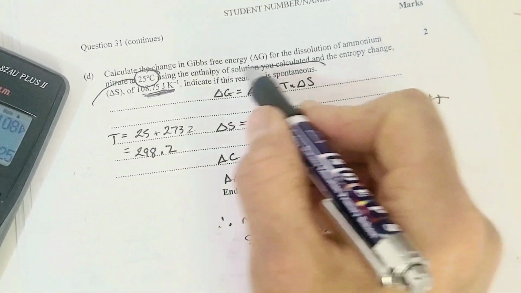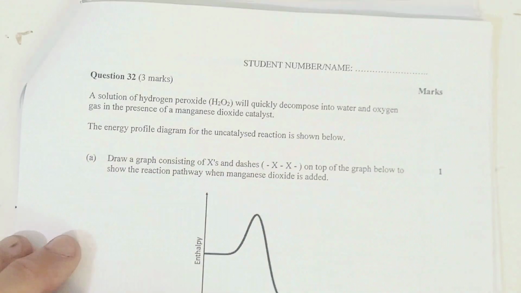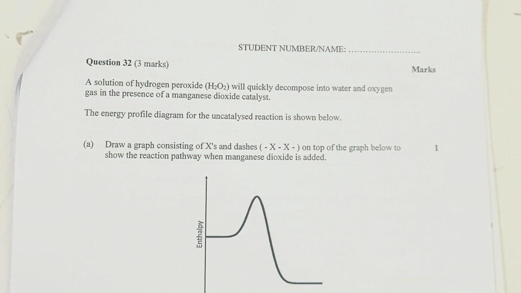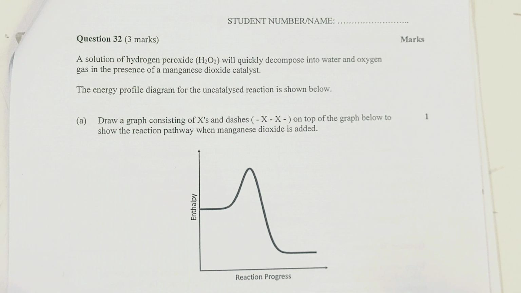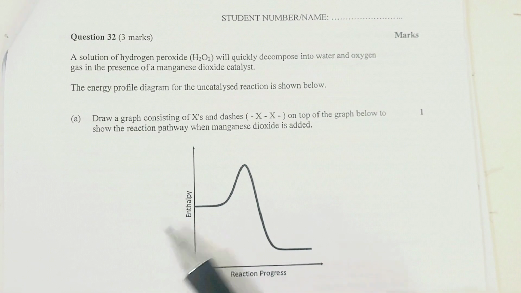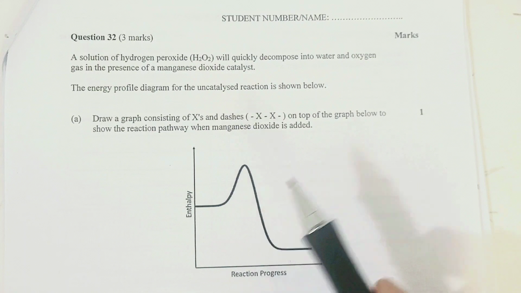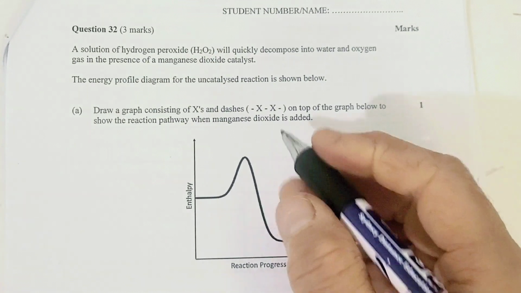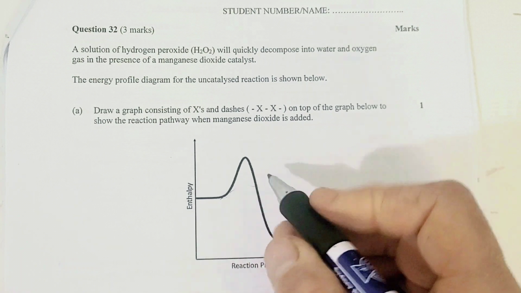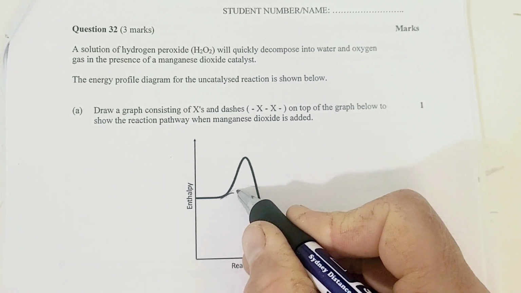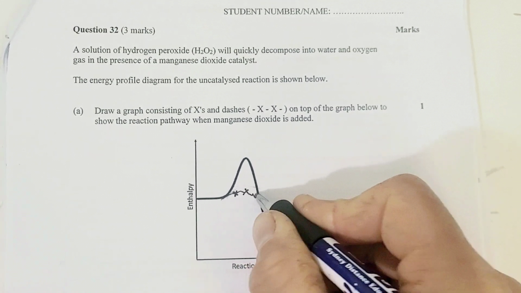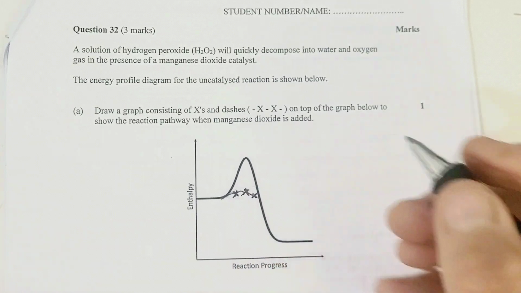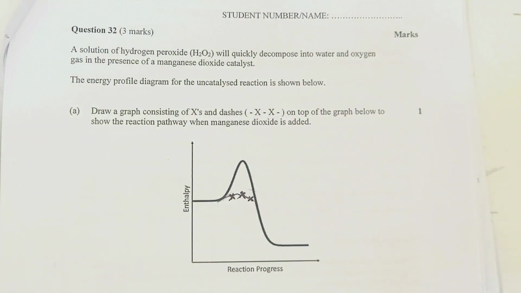Okay, you got to remember to read the question. All right. Solution of hydrogen peroxide will quickly decompose into water and oxygen in the presence of manganese dioxide. We did this in class. Draw a graph consisting of what happens when the manganese lowers the activation energy. That's what catalysts do. So the reaction proceeds much quicker.